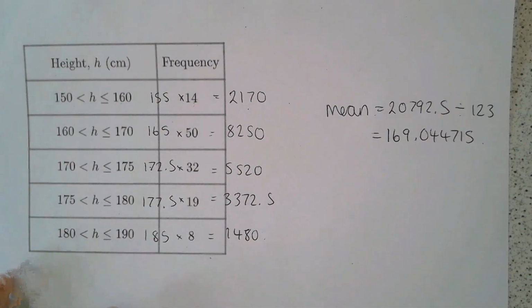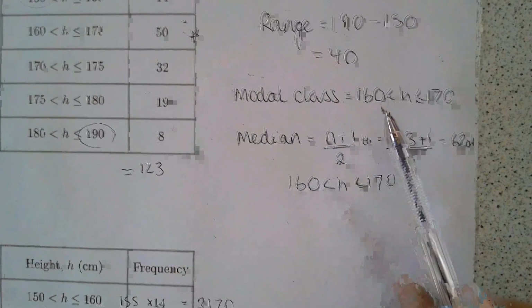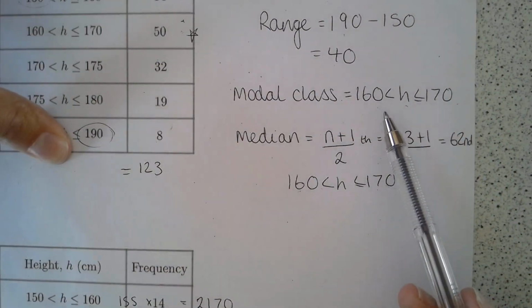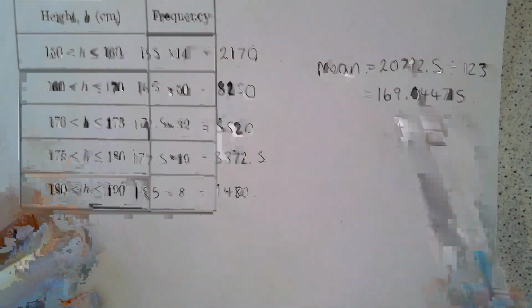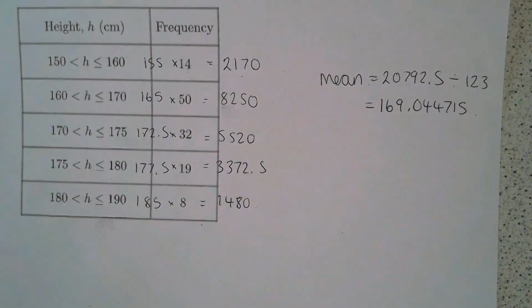169.044715, which looks appropriate because our median is in the 160 to 170 class, our modal class is 160 to 170, and our mean is also between 160 and 170. So that is how you work out the mean, median, mode, and range on a grouped frequency table.